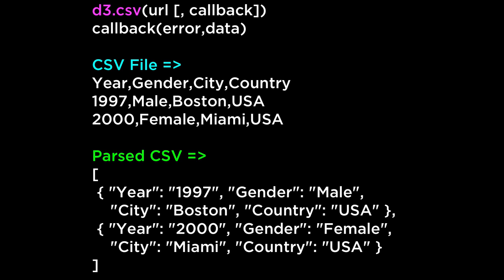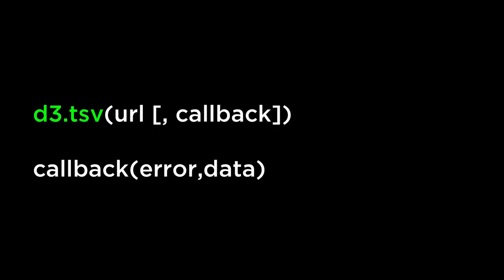The D3 TSV type-specific request creates a request for a tab-separated values file, or TSV, at the specified URL. Tab-separated values are equivalent to comma-separated values, except the tab character is used as a delimiter rather than the comma. The D3.TSV call will either result in the resources being loaded or the request will fail.